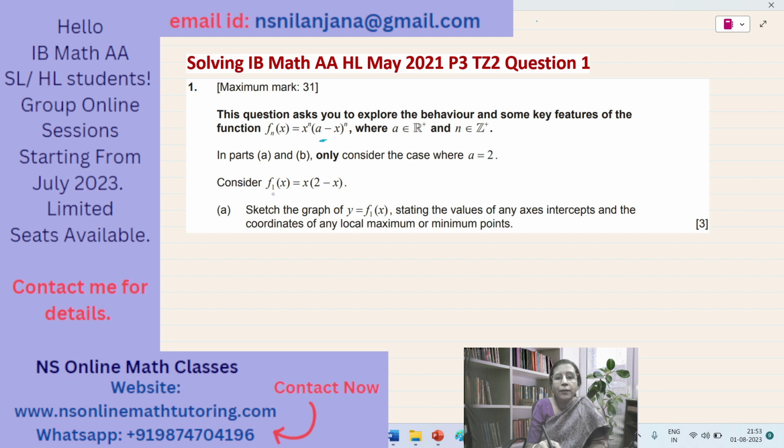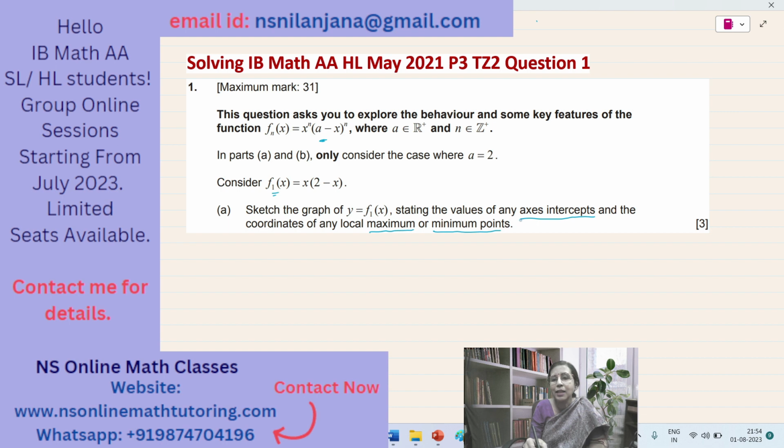Consider f1 of x, that means n equal to 1. So the expression will be x to the power of 1, which is x, times (a is equal to 2, so it is 2 minus x) whole raised to the power of 1, or x times (2 minus x). The question for subpart A is: sketch the graph of y equals f1 of x, stating the values of any axis-intercepts and the coordinates of any local maximum or minimum points.